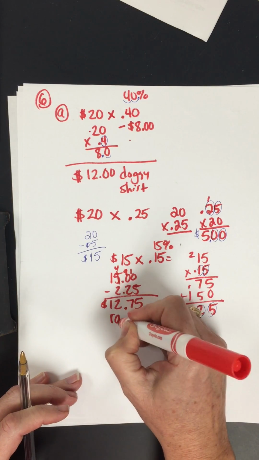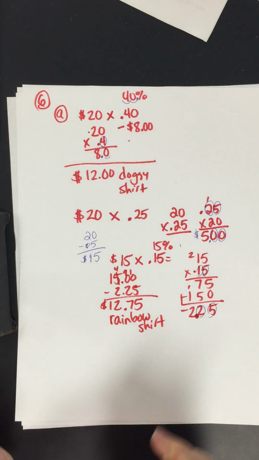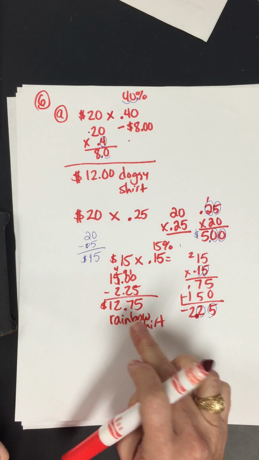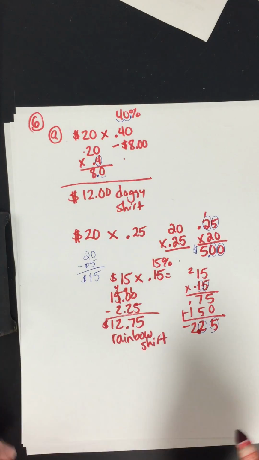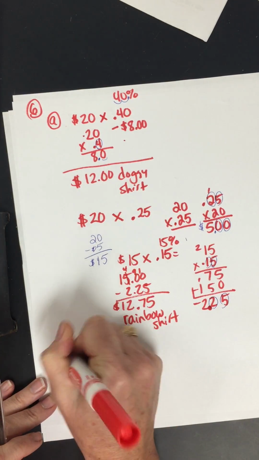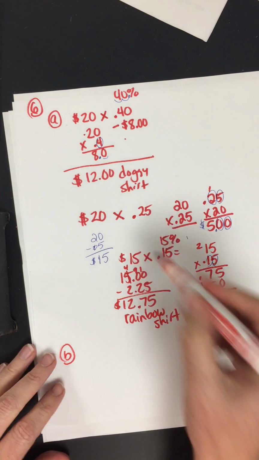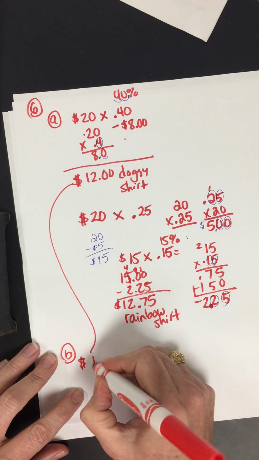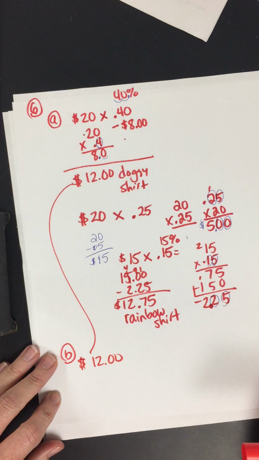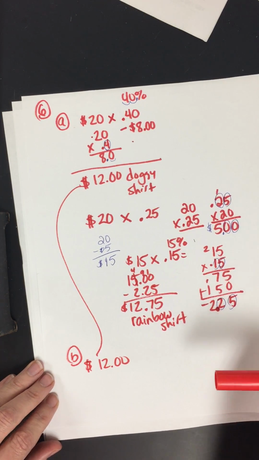the rainbow shirt cost $12.75, and the doggy shirt cost $12. That's A. That's a lot of A. B. What was the total cost of the cheaper shirt? So now we've already done this. The doggy shirt was cheaper, and the total cost was $12. We're not talking about tax or anything in this question, so we will move on to number 7.